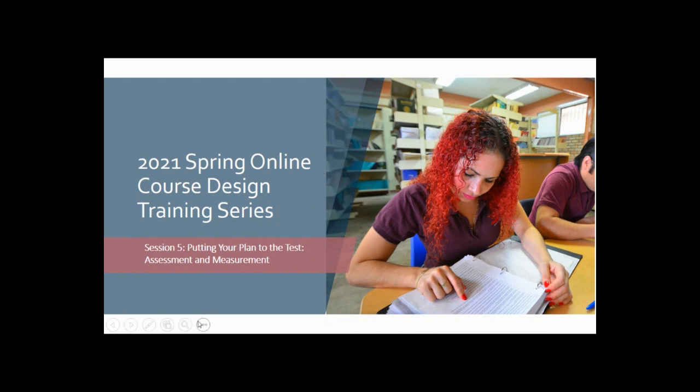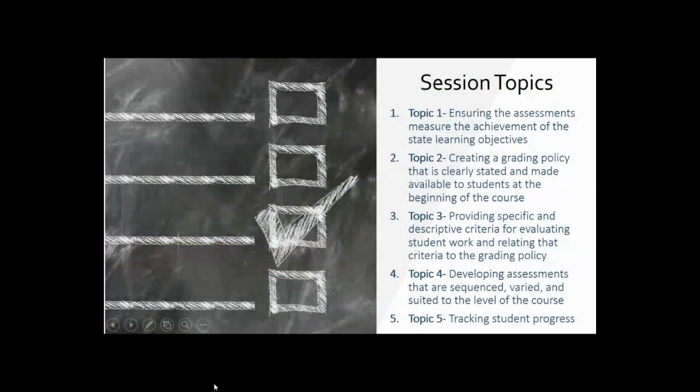So with this, we have 5 topics we're going to talk about this week. The first one is ensuring the assessments measure the achievement of the stated learning objectives. We're going to continue that alignment discussion that we've had over the past couple sessions. As far as topic 2, when I talk about topic 2 right now, that's all we're going to touch on that, because your individual grading policies are your grading policies, and those should be set inside of your syllabus.